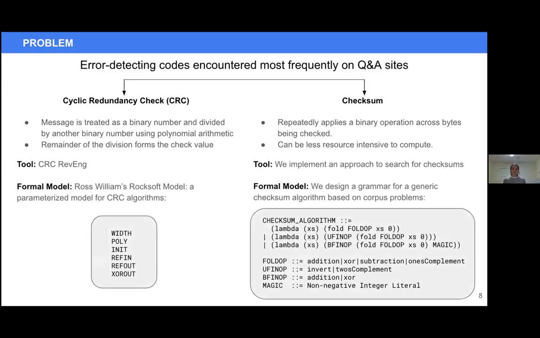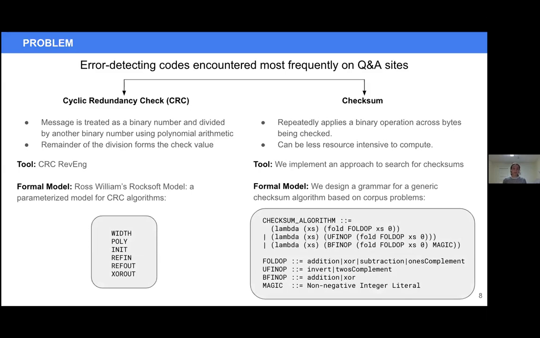So apart from just the algorithms themselves, we also noticed that there were some differences in the problems of reverse engineering these algorithms. We noticed that the problem of checksum inference is not quite as well defined as CRC inference is.